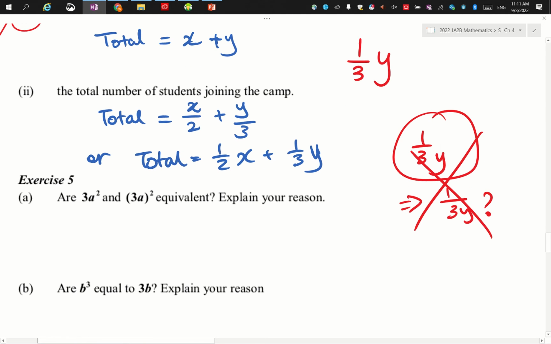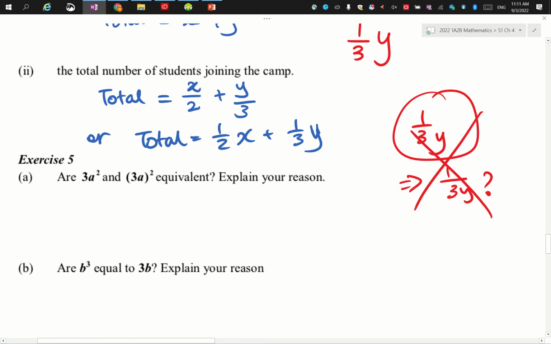Exercise 5. 3a squared and bracket 3a squared, are they the same? Do you think they're the same? Let's break it down. We learned squares before, right? We learned it at the start of the year. We learned about brackets also.